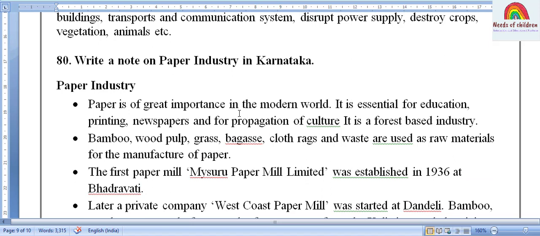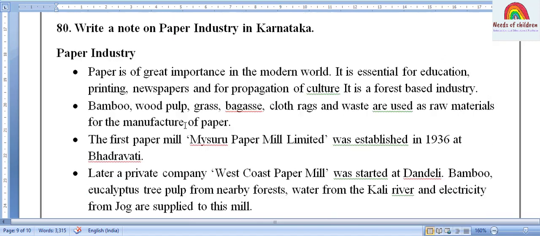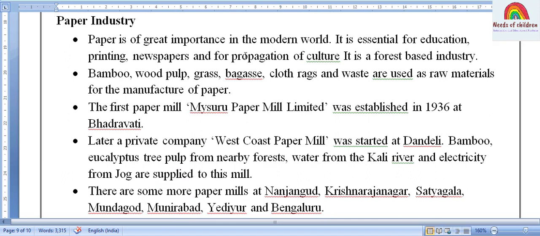And the last question, question number 80. Write a note on paper industry in Karnataka. Dear friends, this is the question from 9th standard Geography, the lesson named Industries of Karnataka. So, paper industry. Paper is of great importance in the modern world. It is essential for education, printing, newspapers, and for the propagation of culture.